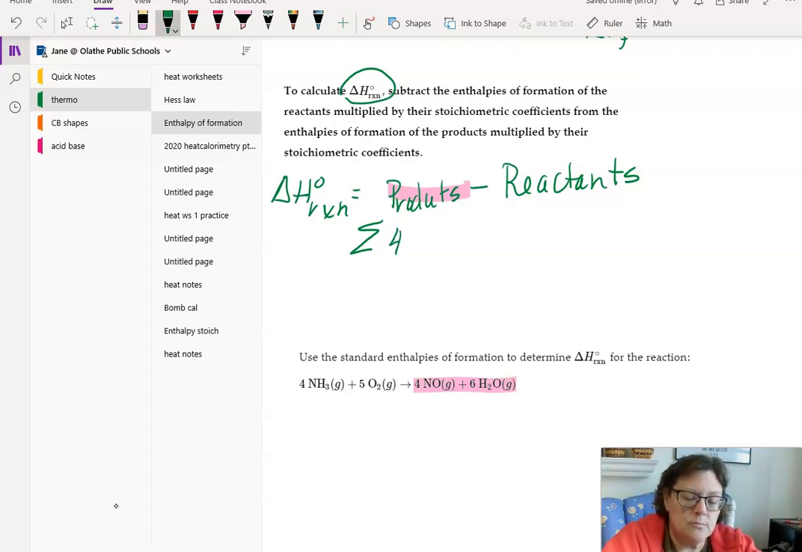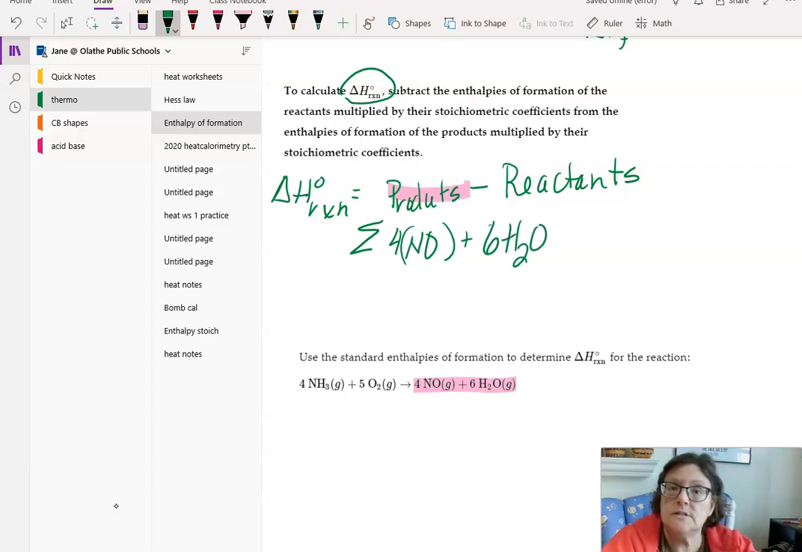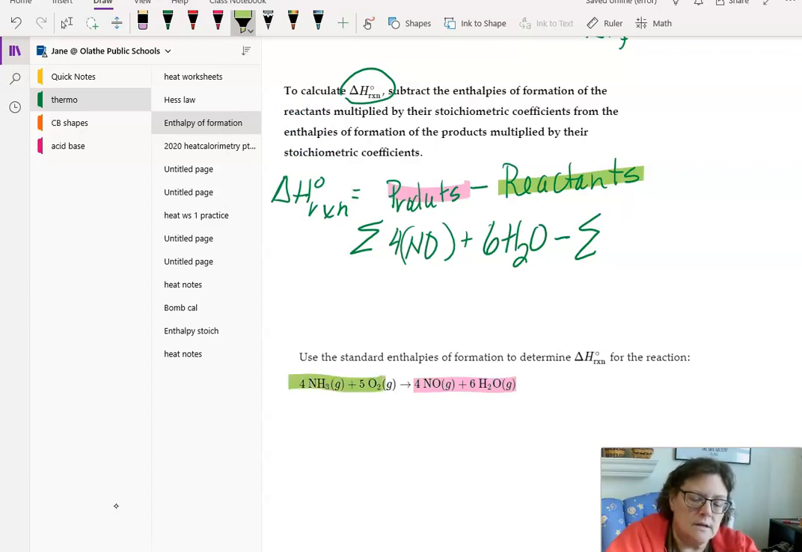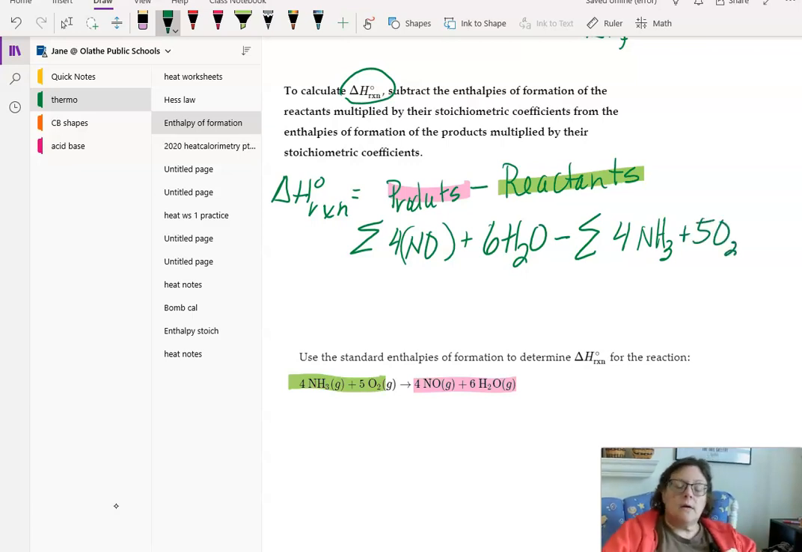We have 4 nitrogen monoxide molecules, so we'll take 4 times the energy of formation, the enthalpy of formation, and we'll add to that our 6 waters, 6 times the enthalpy of formation of the water. And then we're going to subtract the sum of all the reactants. So our reactants are the green guys down here. Our reactants, we have 4 NH3 and 5 O2.